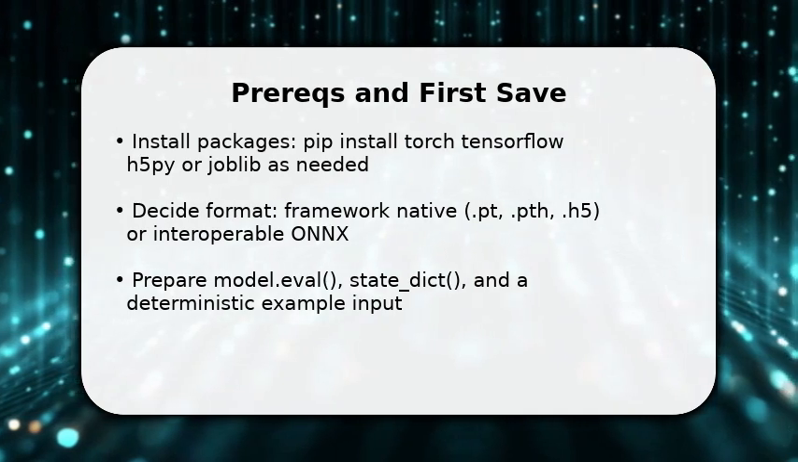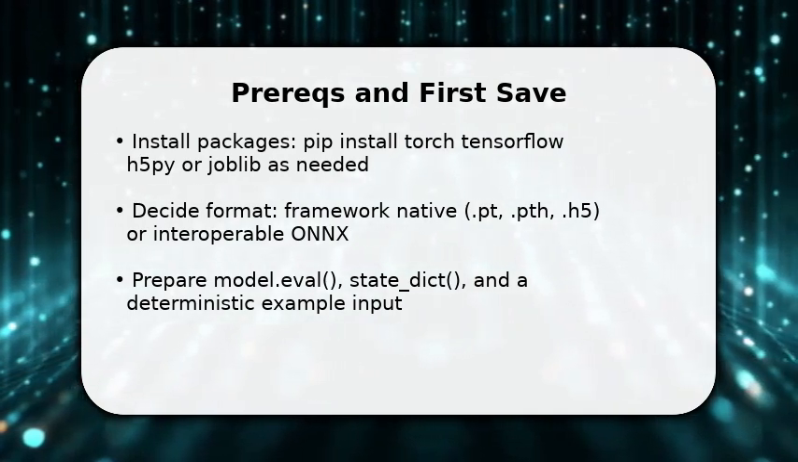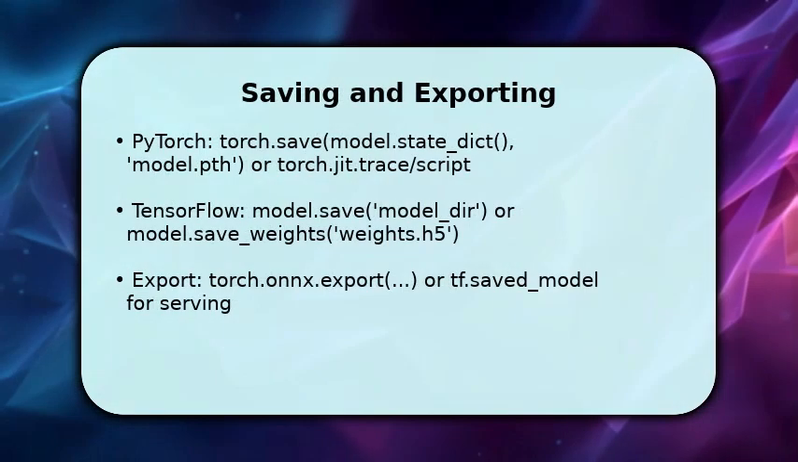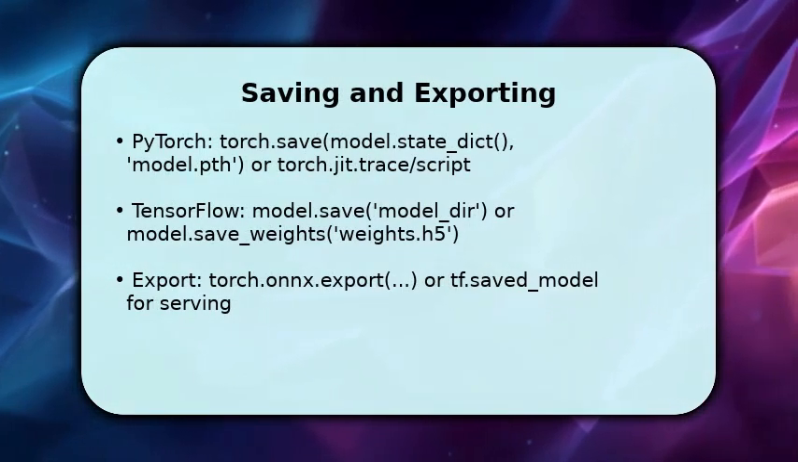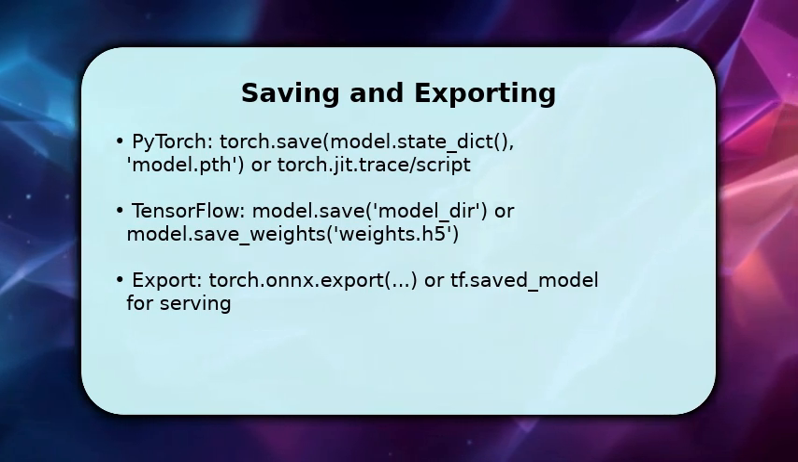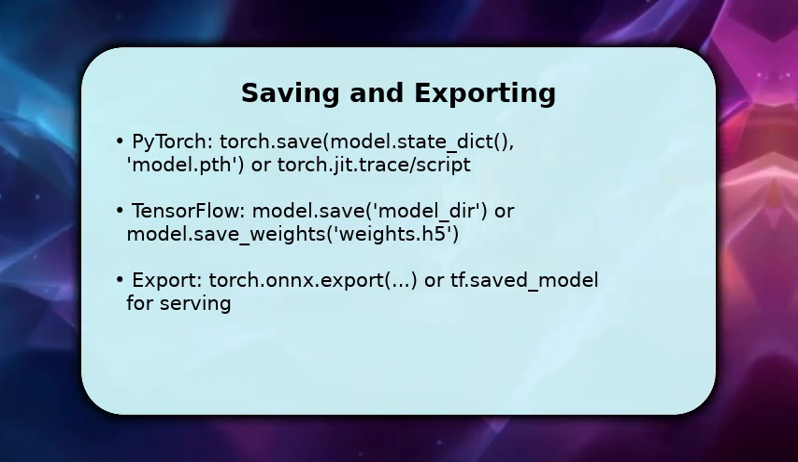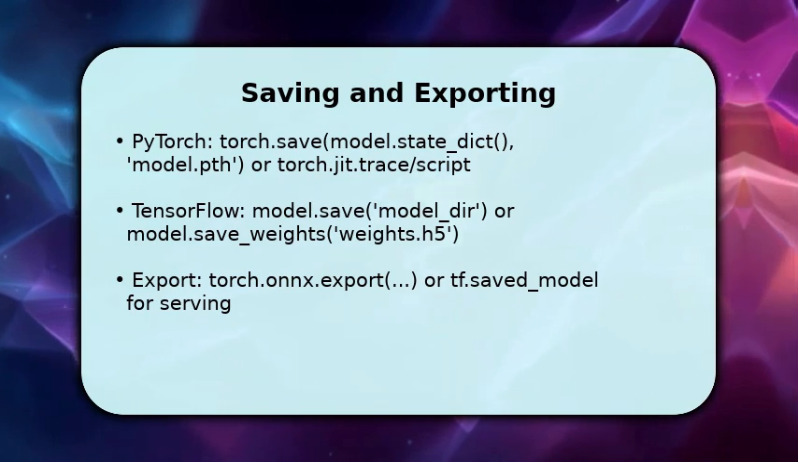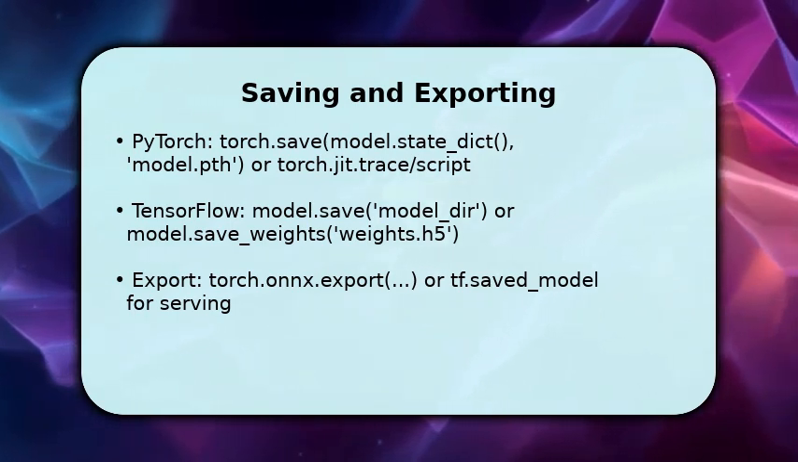Make sure file paths are writable and version your file name to avoid overwrites. Now perform the detailed save and optional export steps. In PyTorch, either save the state dict or create a scripted or traced model via torch.jit.trace or torch.jit.script for production.